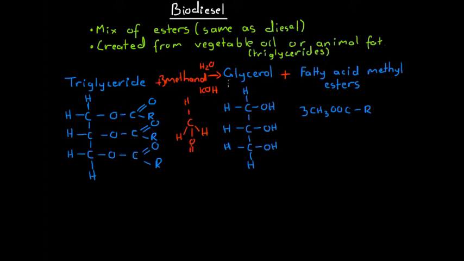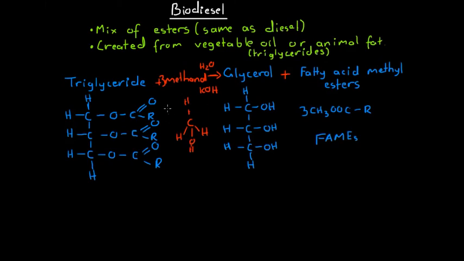And so what we have is we produce some glycerol and we produce 3 fatty acid methyl esters, which are esters with very long carbon chains on the carboxylic acid side of the ester linkage and a methyl group on the alkanol side of the ester linkage. So fatty acid methyl esters, sometimes abbreviated to FAMEs, F-A-M-E, fatty acid methyl esters.